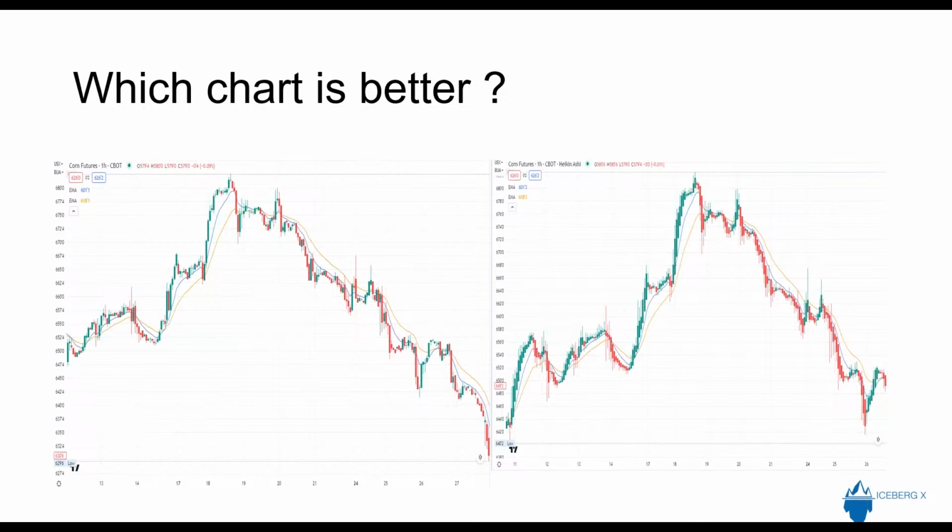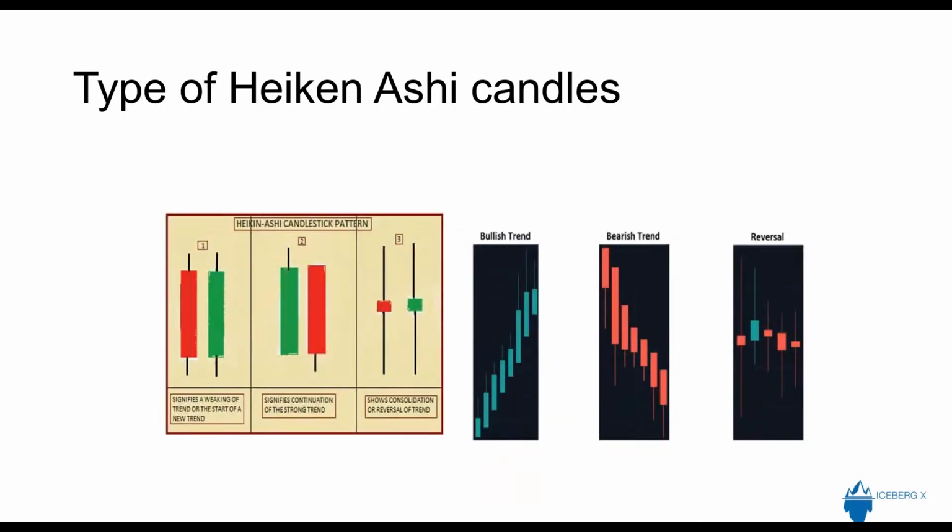The chart on the left is using normal Japanese candlesticks. The chart on the right is using Heiken Ashi. You can clearly see that if you're using Heiken Ashi, you stay on a trend longer. Keep in mind, these are all hourly charts. So it's very simple: with Heiken Ashi, there are only three simple patterns that you need to take note of. As long as it's a blue bar, or a green bar, it's showing you an uptrend.